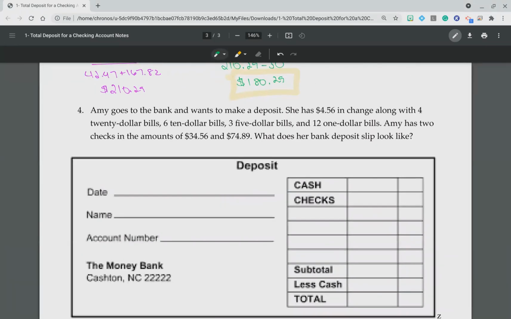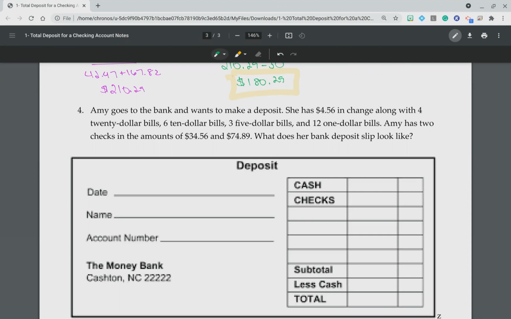Okay. All right, we're going to look at another deposit slip. It says Amy goes to the bank and wants to make a deposit. She has $4.56 in change, along with 4 $20 bills, 6 $10 bills, 5 $5 bills, and 12 $1 bills. Amy has 2 checks in the amounts of $34.56 and $74.89. What does her bank deposit slip look like?